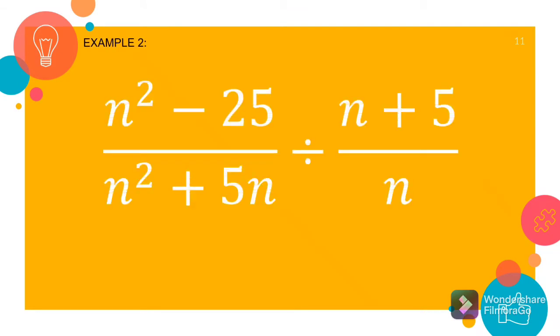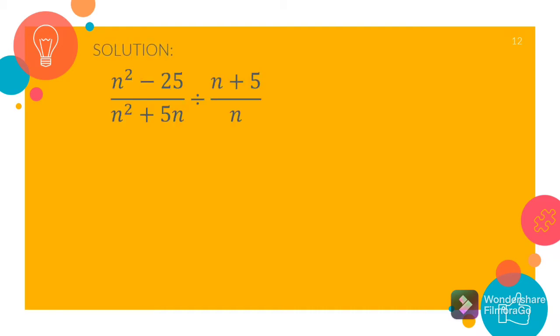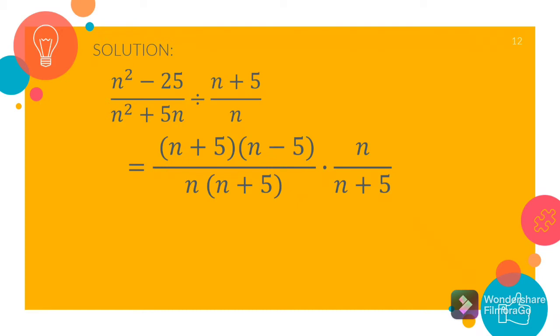For our second example, the given is n squared minus 25 over n squared plus 5n divided by n plus 5 over n. So, divide the example. Now, for the solution, now here, see that n squared minus 25 is an example of the difference of two squares. So, we have to apply the technique in factoring.